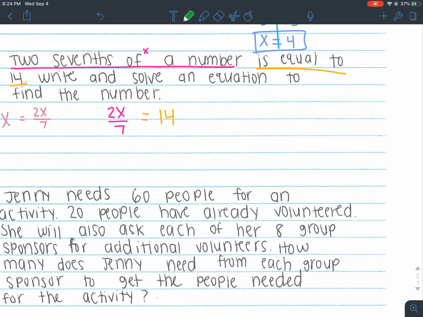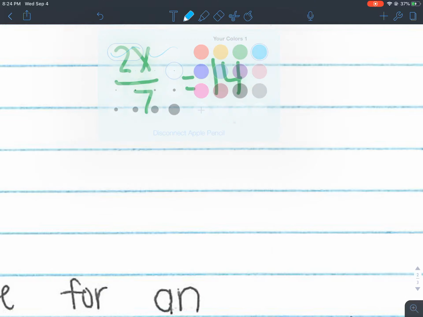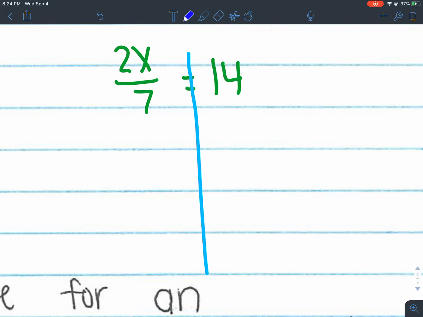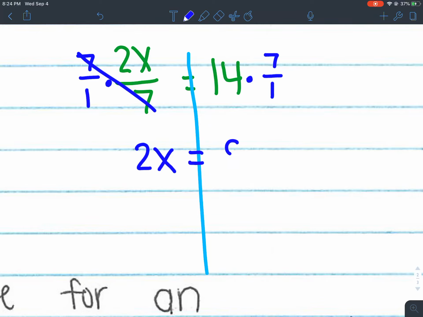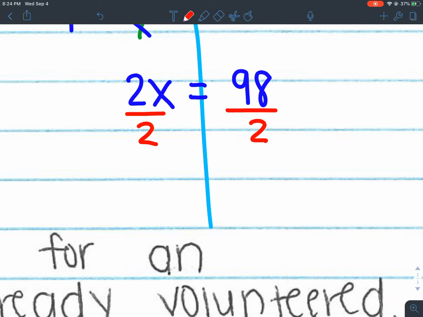Okay, so let's go ahead and solve this. We have 2x over 7 equals 14. Let me draw my line here. Okay, well the first thing I'm going to do is I want to get rid of that 7. So I'm going to multiply both sides by 7 over 1. And the reason why I'm multiplying is because this right here is being divided by 7. So I'm going to multiply by 7 on both sides. So then I have 2x equals 14 times 7, which is 98. And now I'm going to divide both sides by 2. 2 divided by 2 is 1. So I have x equals 49.